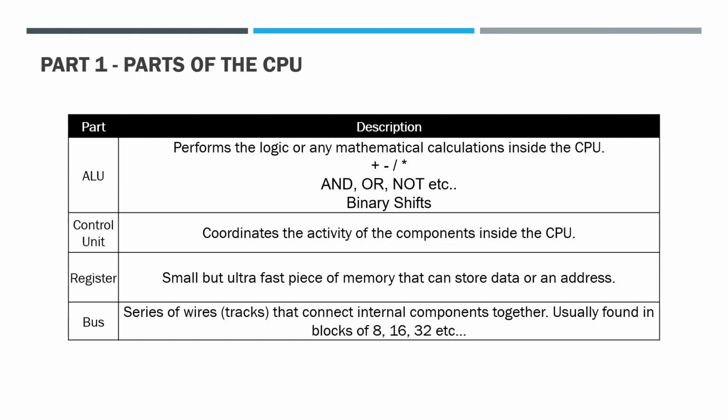So a bus is a series of wires, really, or tracks that connect internal components together. They're usually found in blocks of 8, 16, 32, any power of 2. We will look at them more in detail in the lessons, but obviously you can look through this. But a bus, essentially, you just imagine you've got a big chunk of like 8 wires that go from one thing to another. That's basically what it is.